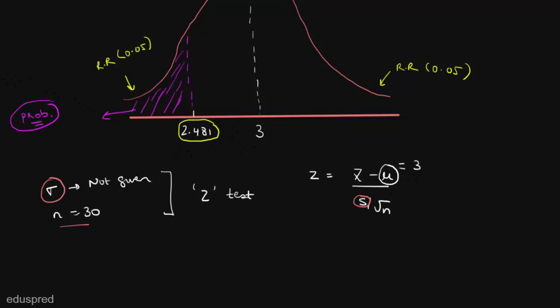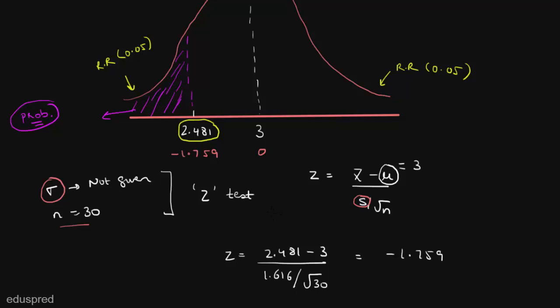So the Z value corresponding to x bar equal to 3 will be equal to 0 because the numerator will become 0. Now let's find the Z value corresponding to x bar equal to 2.481. So the Z value is equal to 2.481 minus 3, divided by the sample standard deviation, which is 1.616, over the square root of the sample size, 30. Solving this, we get that Z is equal to minus 1.759. So the Z value corresponding to this value of x bar is minus 1.759.